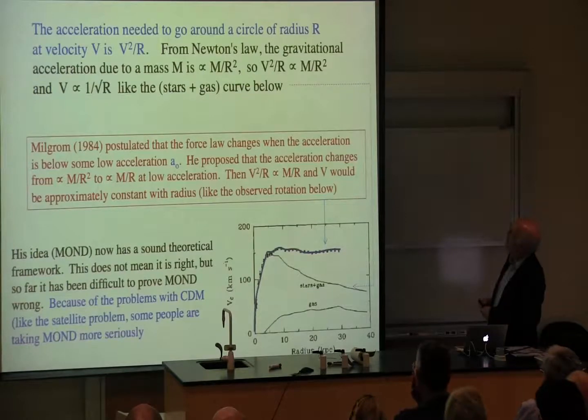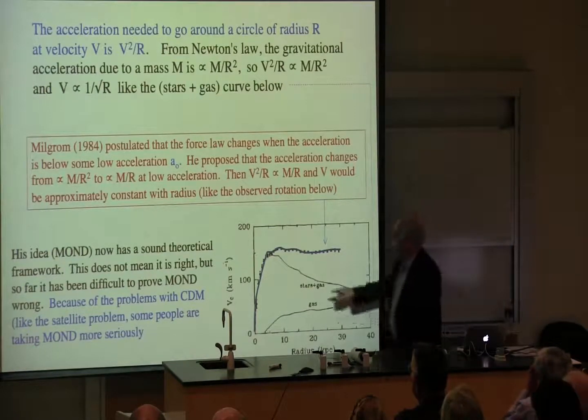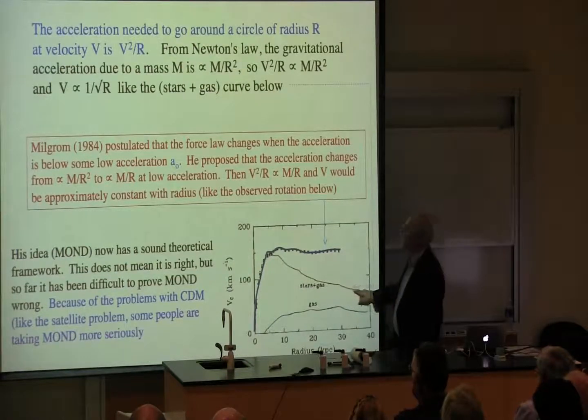From Newton's law, we just shuffle these things around. Here's the acceleration. It's mass divided by radius squared. So v squared over r, the acceleration we need, has got to be proportional to mass over r squared. And shuffle this around a bit, and you find the velocity drops off like 1 over the square root of r. And that's pretty much what we're seeing here.